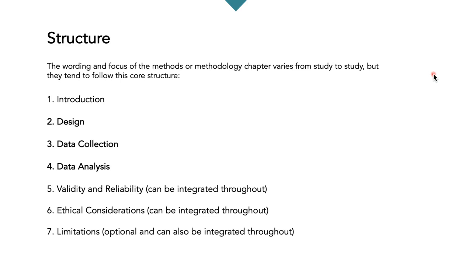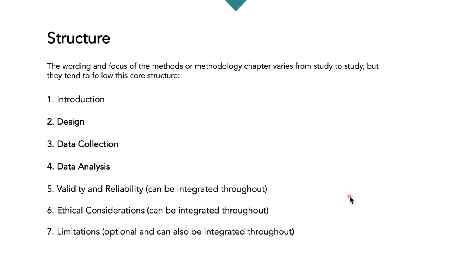5, 6, and 7 there, you'll see I've put can be integrated throughout. So you've got the validity and reliability. These are two concepts that we're going to look at in a few minutes. Absolutely crucial to this chapter, to the idea of research, validity and reliability. You may have heard of them before. I'll mention them in a moment. They can be dedicated their own section, or they can be integrated throughout. A lot of people like to have them as a subheading in themselves because it helps to draw the marker's attention to them, which I totally get. I can see that as a valid point. But they can also be integrated throughout.